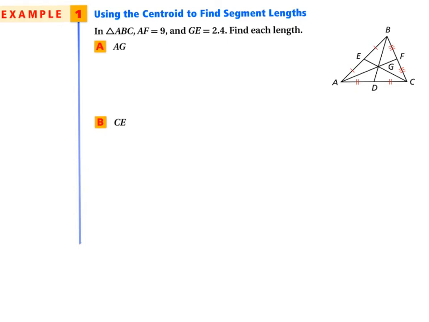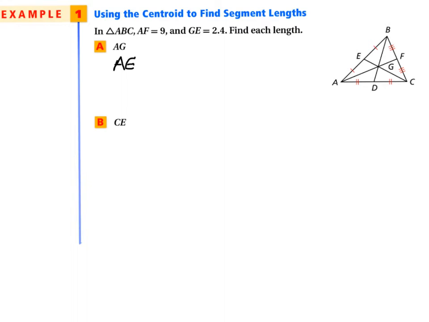I know you guys can look at this and say, well, Mr. Humphreys, AG is going to be 2/3 of this entire length. So if I know the entire thing is 9, why don't I just take 2/3 of that? You absolutely can't. But what happens if I put it in a proof? You don't know what to do. So here's what's going to happen.